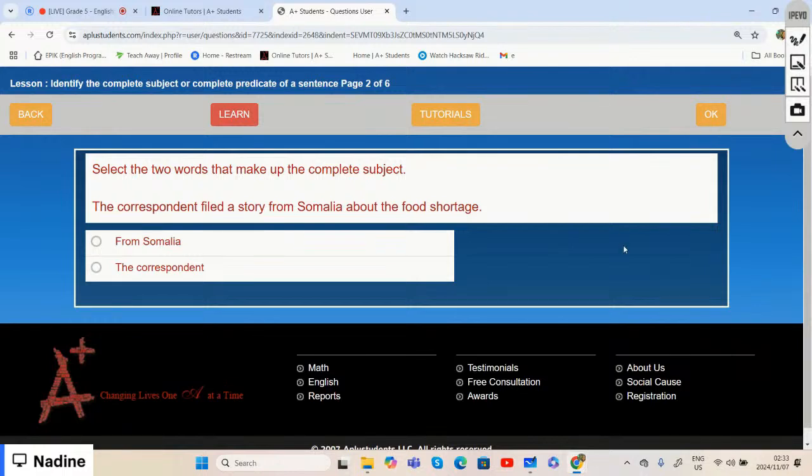The correspondent filed a story from Somalia about the food shortage. We need to select a complete subject within that sentence. Who or what is doing something? Do we say it's option one, from Somalia?